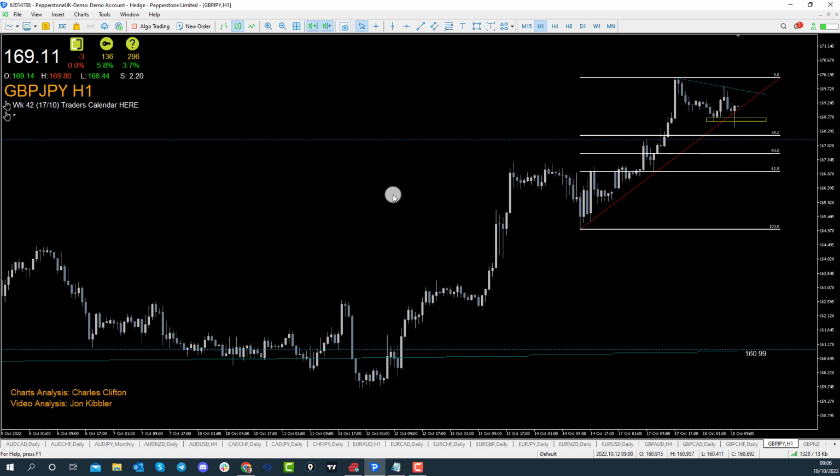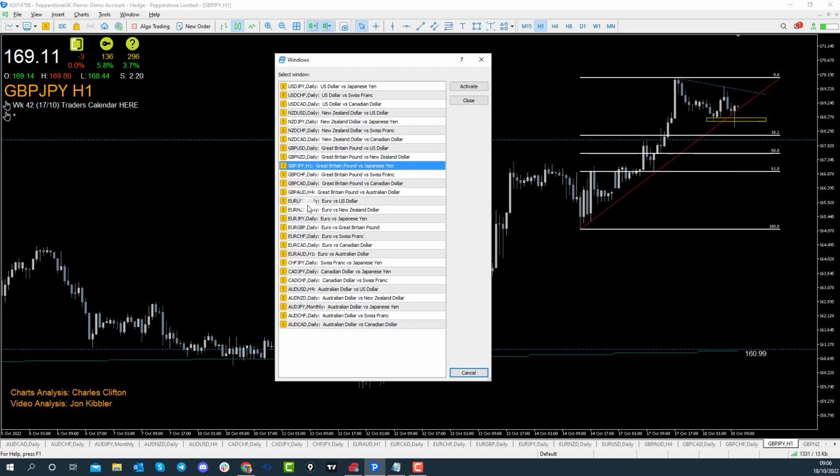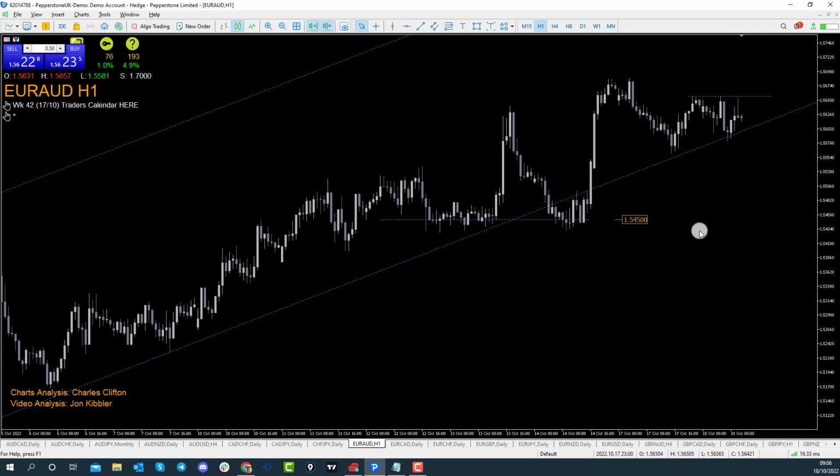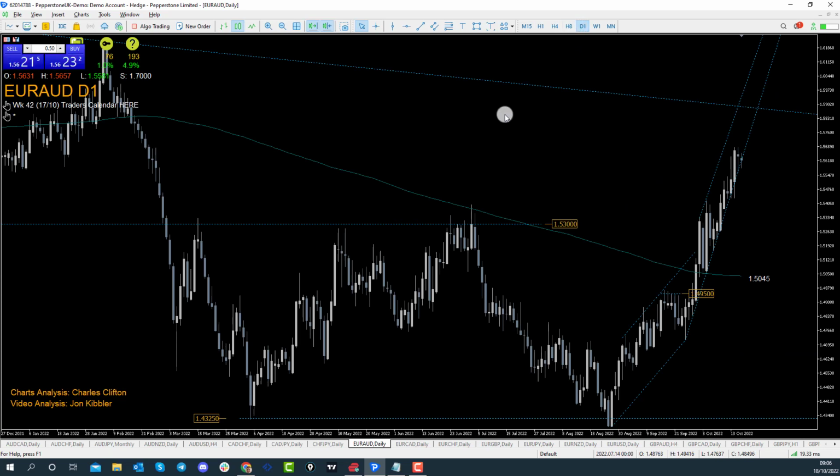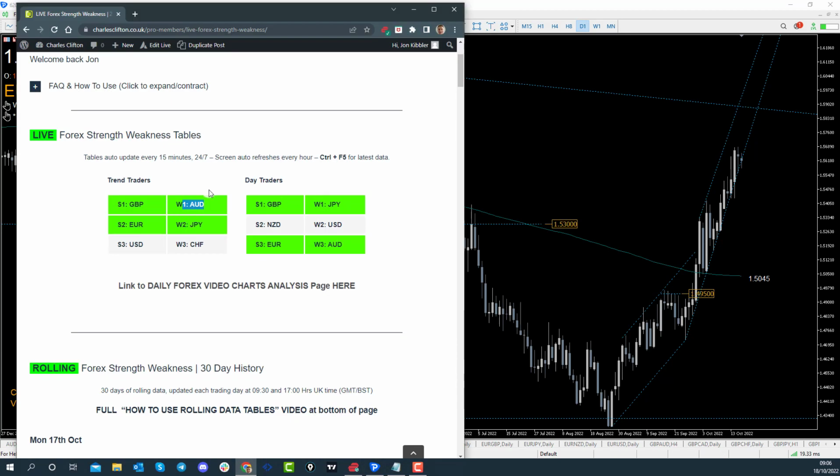Okay, let's go on to Euro Aussie then, because Euro Aussie is also at a key area of support. So let's find Euro Aussie. Here we go. So if I just zoom out to a higher time frame first, what is Euro Aussie doing? But let's just bring back on the charts. Why are we focusing on Euro Oz?